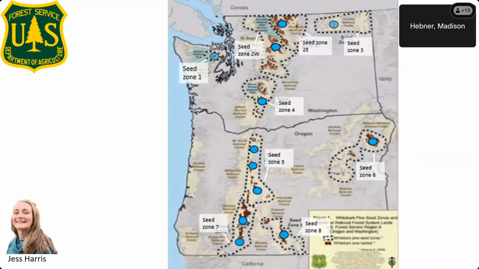Next is Jess Harris, who's a master's student as well. We've been talking about these juvenile seedlings or juveniles. They're 2 years old, 5 years old. One of Jess's projects is focusing on the first year germinant seedling stage.